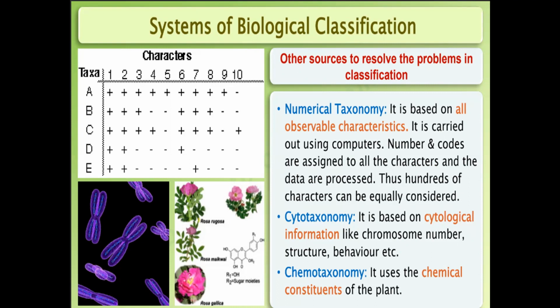Chemotaxonomy is the chemical study of the plant. It uses the chemical constituents of the plant. What is present? What different chemicals, toxins, antioxidants are present, they all study them.